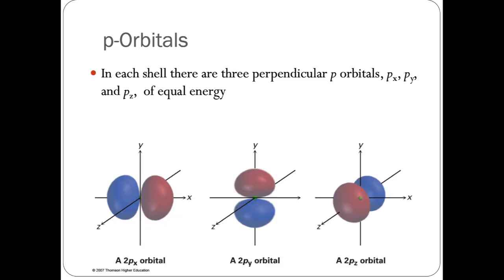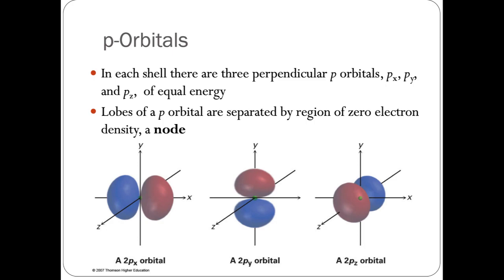P orbitals. In each shell there are 3 perpendicular p orbitals, px, py, and pz, of equal energy. The lobes of a p orbital are separated by a region of zero electron density, a node.